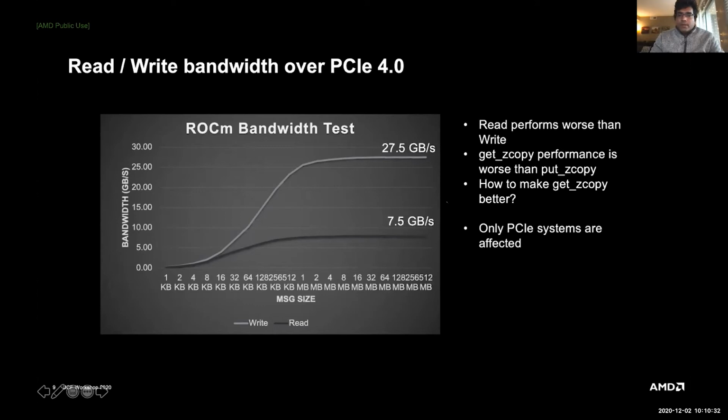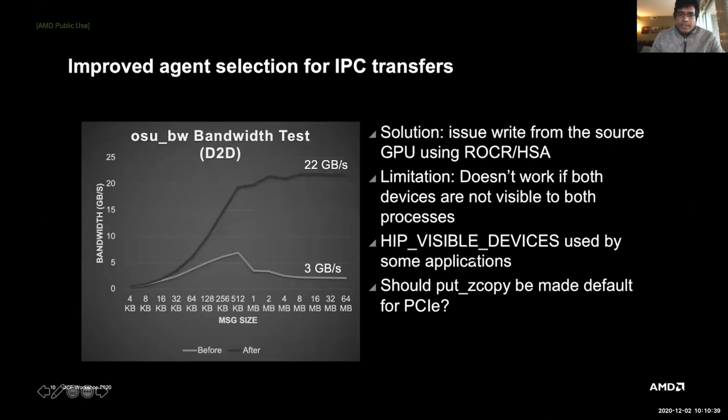So what is the way around that? Can we make get zcopy better somehow and go from here to here? We actually do have a solution in the ROCm IPC module. Instead of using the heap memcpy, which is the equivalent of CUDA memcpy, we can use the driver layer to tell the source GPU to write the data to the destination GPU. Basically, simulate put zcopy from within the get zcopy. So use the write functionality even if we are using get zcopy.